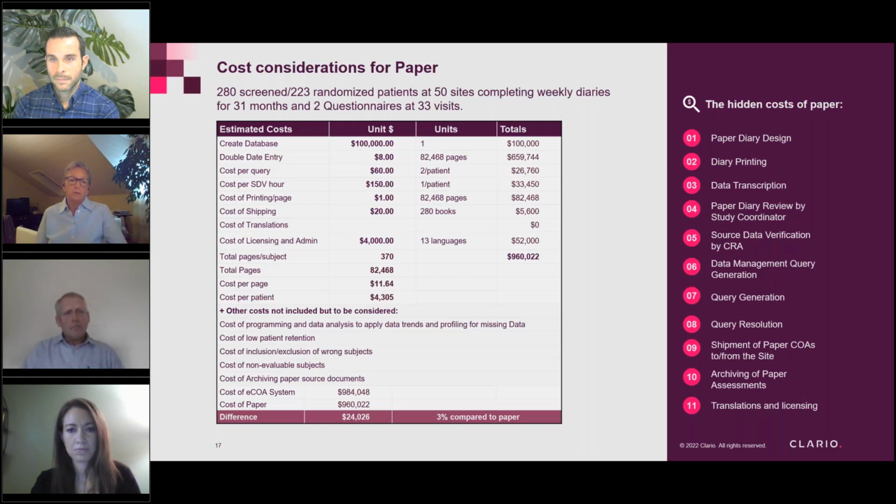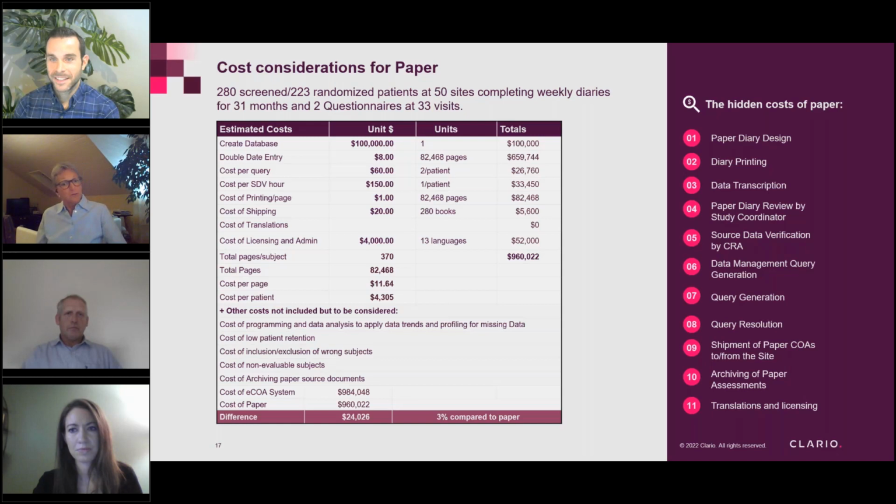I sent the same information to Clario, and they came back, using their current pricing model, saying the same study would cost about $984,000. So a difference of about 3%. Again, I am actually not surprised. Every time I have done this exercise on behalf of a customer, it's usually come in within 10%. Sometimes electronic is 10% more, sometimes paper is 10% more. But that 10% rule of thumb has held up over the years. I'm sure this is surprising some people, and I'm sure we can argue about the rates I've used, but this is a good rule of thumb.